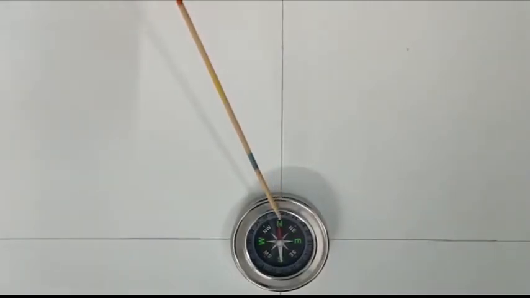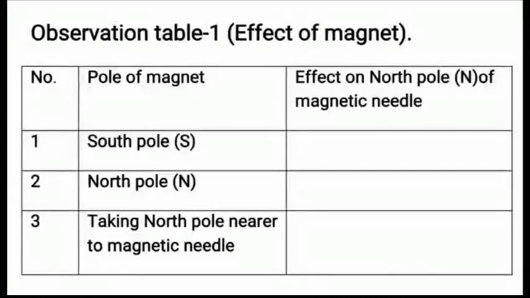This red end shows the north pole of the magnetic needle. Now we will observe the changes taking place at this pole. Copy the given chart in your answer sheet as shown on the screen.